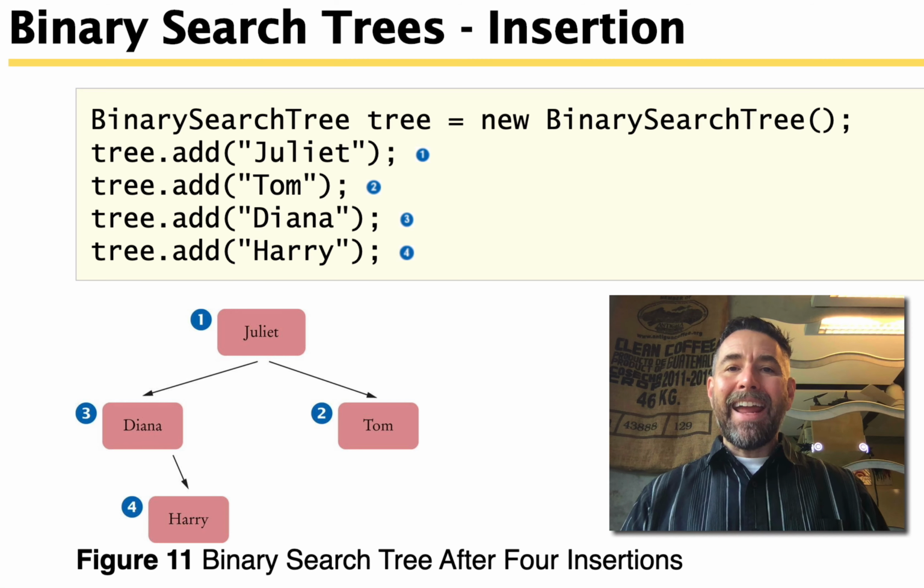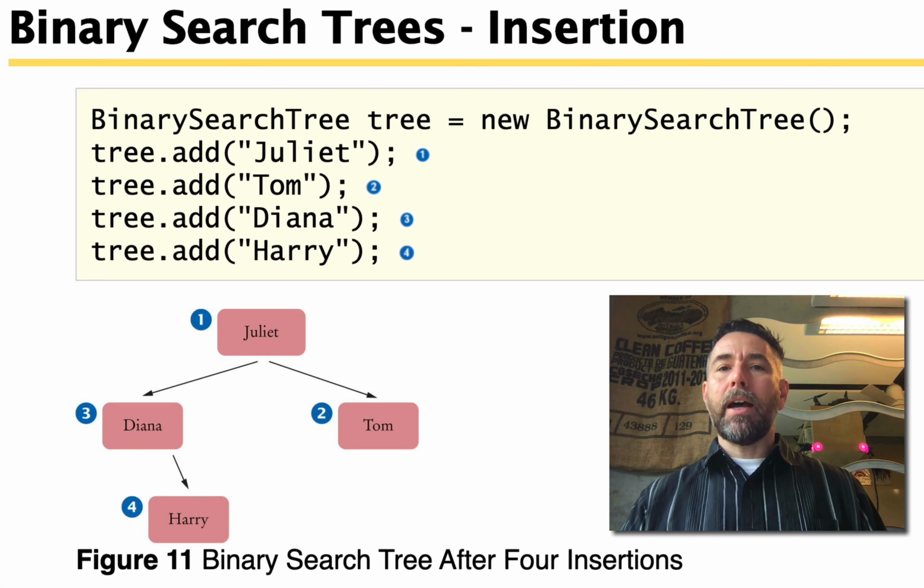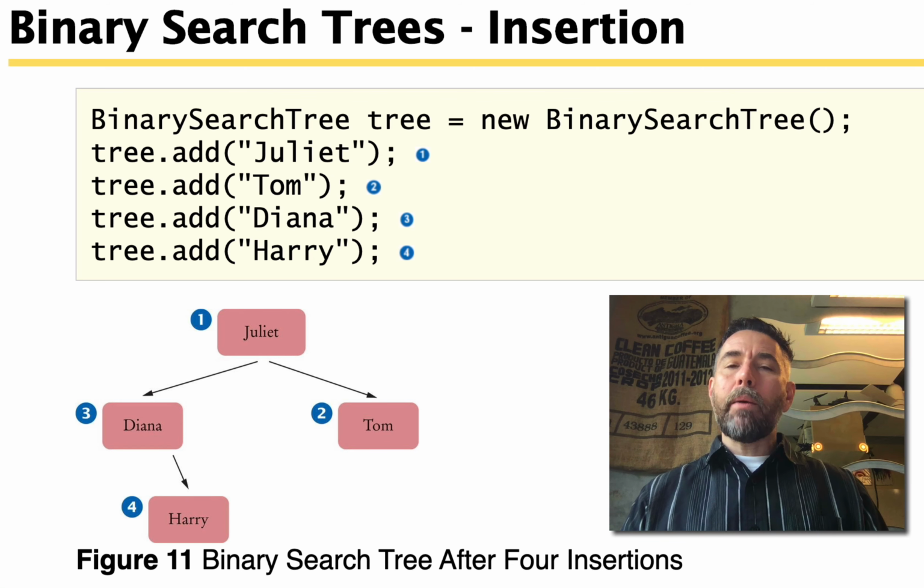Now when we want to add Diana, we start again at the root, and we start at Juliet and say, oh, Diana is less than Juliet, so we're going to go down the left side. Nothing's there, so we add Diana. Now when we want to add Harry, we start at the root node and say H comes before J, so we're going to go down the left branch. Now we do the same comparison at the Diana branch, and we say H comes after Diana, so we're going to go down the right branch. And so in this way, we end up getting a tree that has 4 nodes that maintains the binary tree property as well as the binary search tree property.